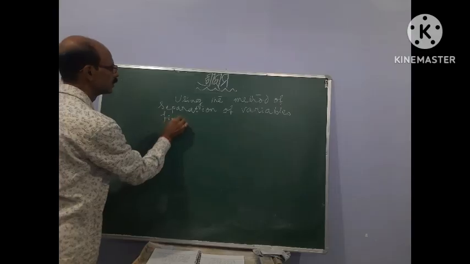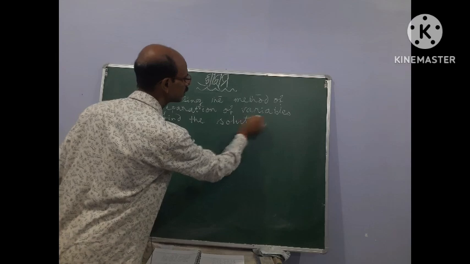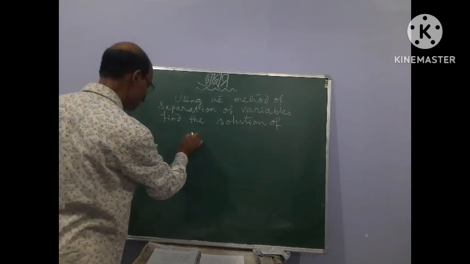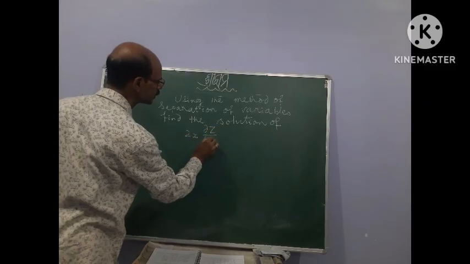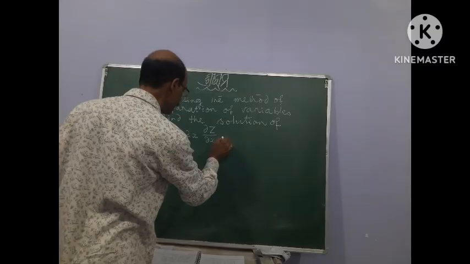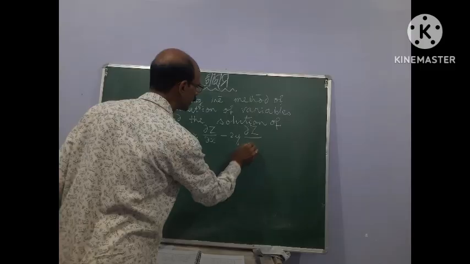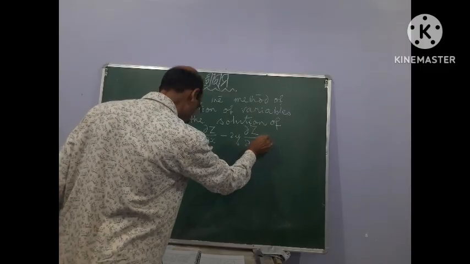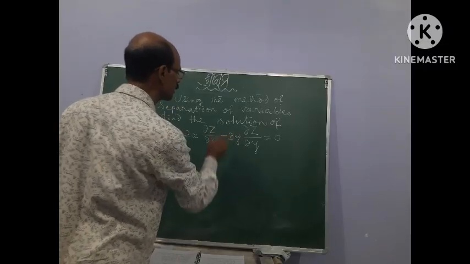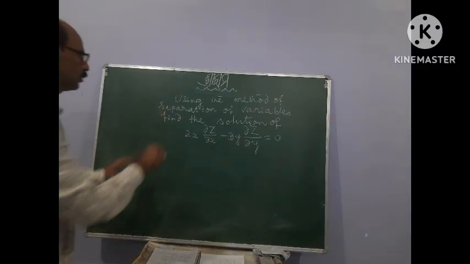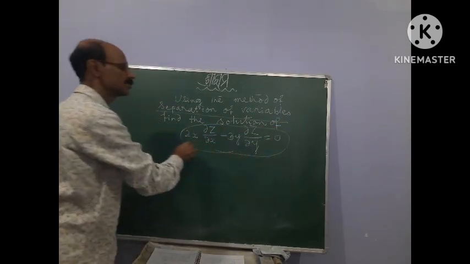find the solution of 2x del z by del x minus 3y del z by del y is equal to 0. So using the method of separation of variables, we have to find the solution of this.